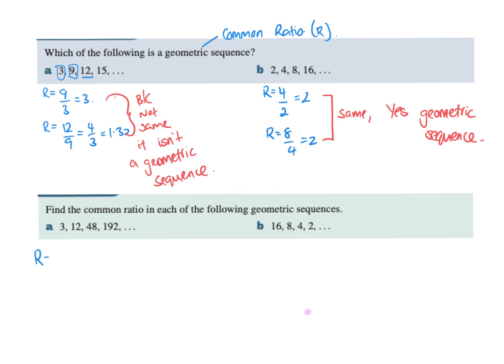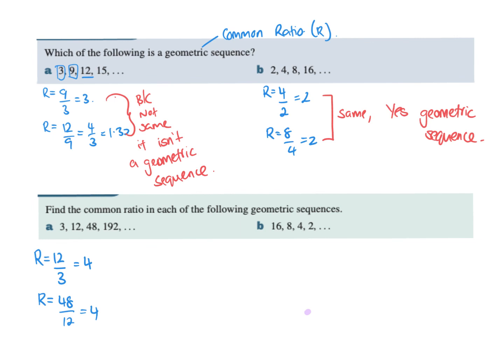So if you just do capital R, we just need to find it. You can just do 12 divided by the one before, which is 3, which equals 4. You could test it if you want, but if you did any other numbers, like 48 divided by the one before, you're still going to get 4, okay? If they're telling you it's a geometric sequence, just do that. The start ones are obviously smaller numbers and easier.